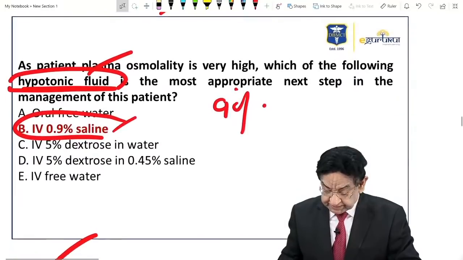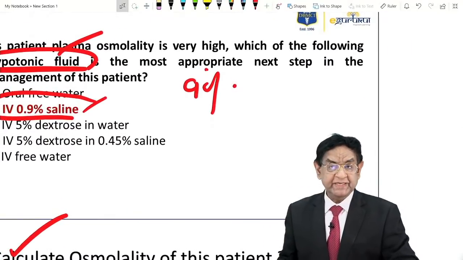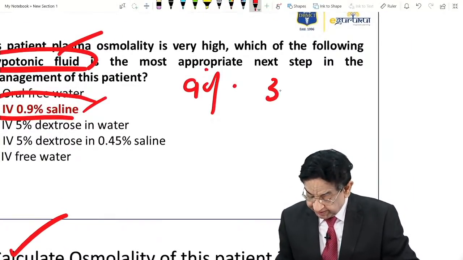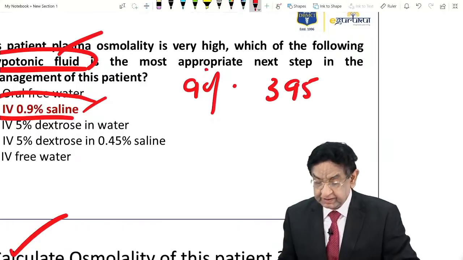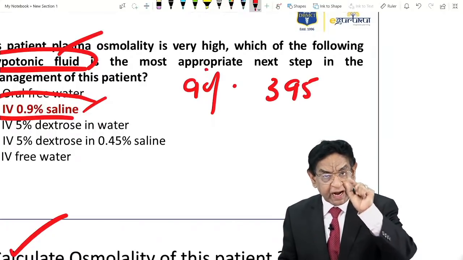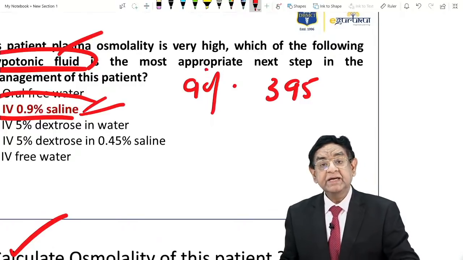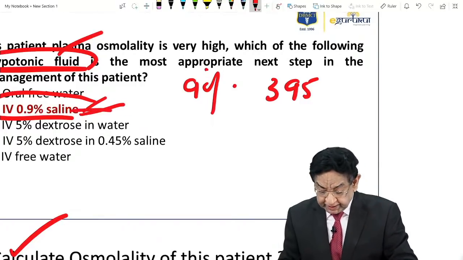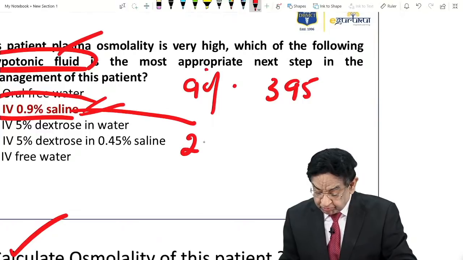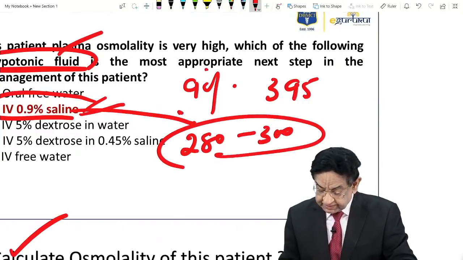In this case, plasma osmolality is very, very high, 395. I have to give a hypotonic fluid. I give normal saline. It is isotonic when the plasma osmolality is in the range of 280 to 300. This is isotonic.